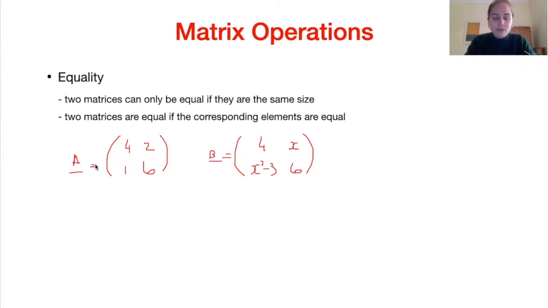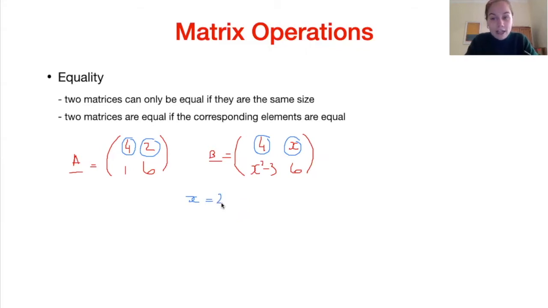We said two matrices are equal if their corresponding elements are equal. What do I mean by that? Well, the entry of the first row, first column of A is the same as the entry in the first row, first column of B. In this case, we see that is correct. Also, the first row, second column of A must be equal to the entry in the first row, second column of B. In this case, the condition under which that is true is if x is equal to 2.